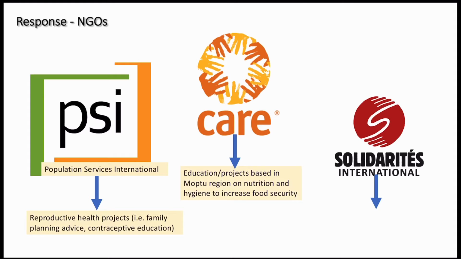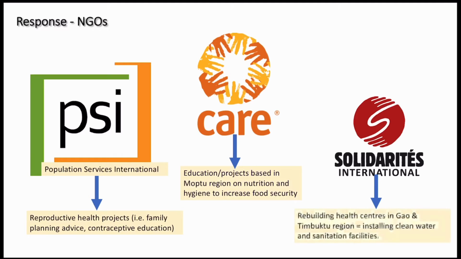they were doing projects to improve food security, so offering education on that, especially in this MOP2 region, which was the region where the two ethnic groups had been clashing quite a lot. And then the last group, Solidarities International, were, again, focused on health in the Timbuktu region, and they were trying to offer sanitation and clean water and rebuilding health centres. So these, again, were trying to protect civilians and offer opportunities to civilians, normally what the state would do, but because of lack of state sovereignty, these guys were having to fill those gaps.